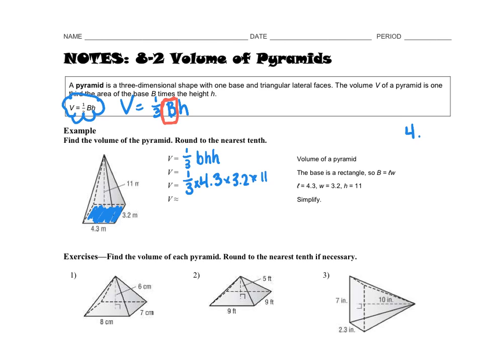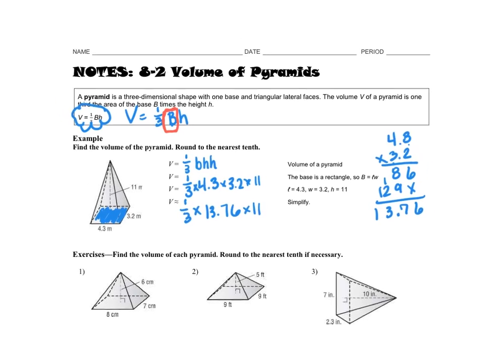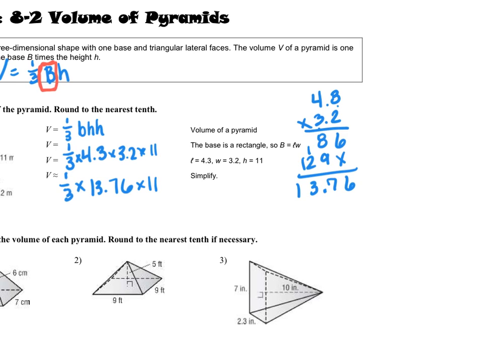So I'm going to say 4.3 times 3.2, and I'm going to go through and multiply. Okay, and then I get 13.76. So that step would be 1/3 times 13.76 times 11. So there's going to be a lot more math to this. My next step would be 13.76 times 11. If you want to go ahead and stop the video and multiply and then catch back up and see how I get the answer, that would be fine.